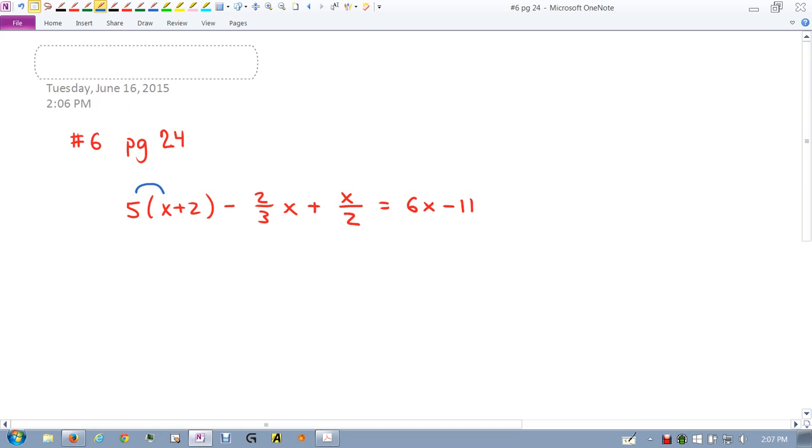The 5 can go through the parentheses, can't it? So that'll be a 5x plus 10. And then I'm just going to rewrite everything else.